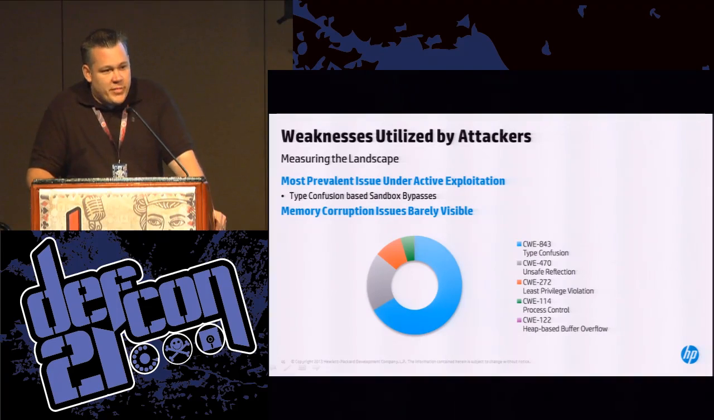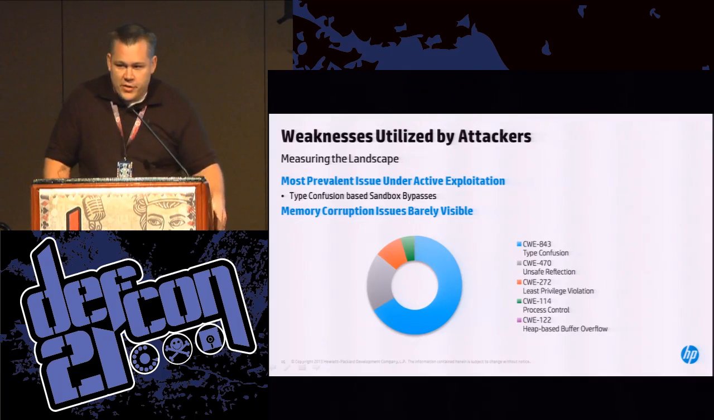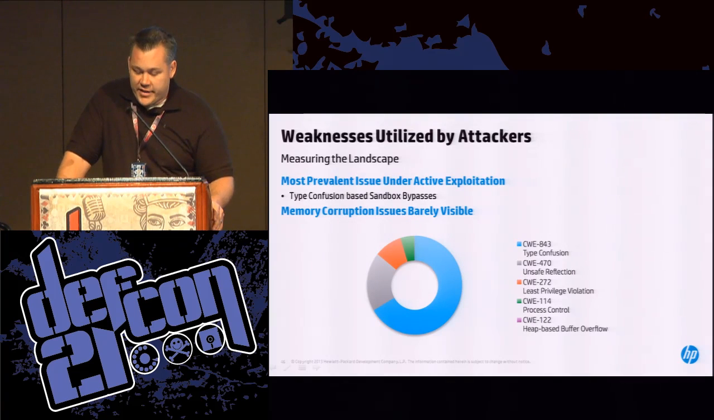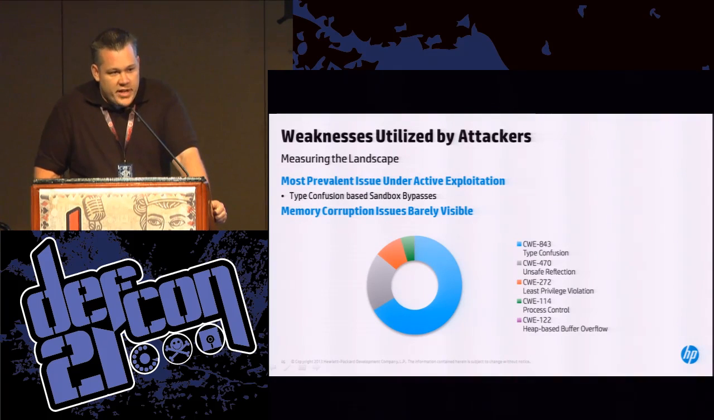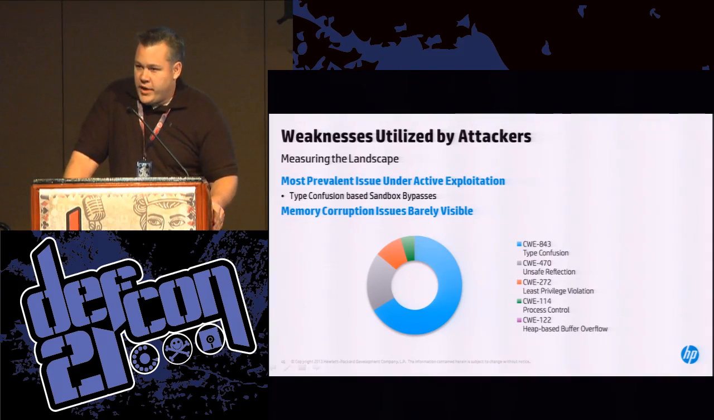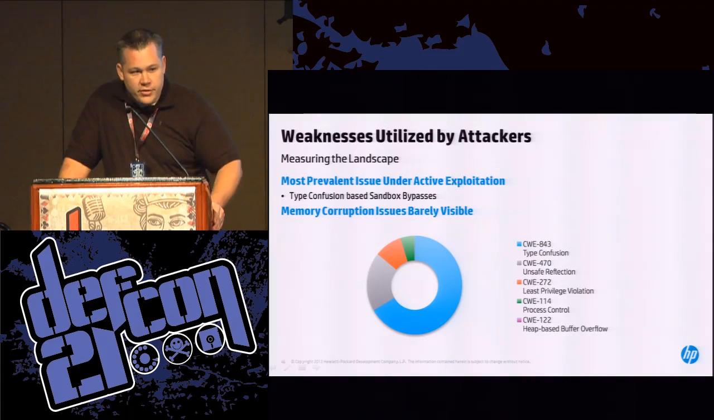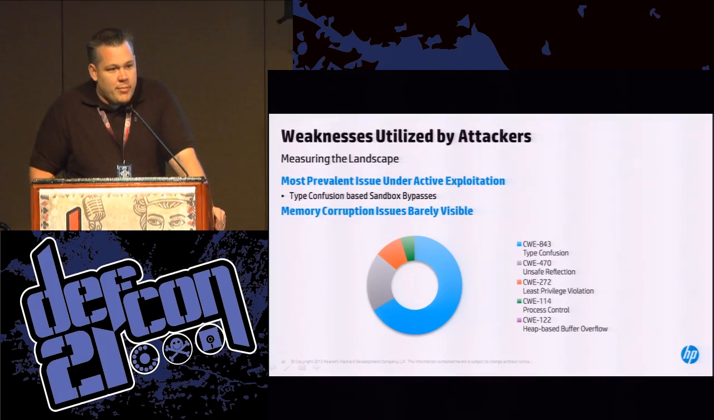So we wanted to look at what's actually being utilized compared to what's actually in the framework itself, and what we see is that type confusion is the most common bug to be utilized in the landscape, with over 2/3 of the sample set being a type confusion bug. What you see is unsafe reflection taking a quarter, followed by least privilege violation, and the 3 sandbox issues account for almost 90% of the actual activity out there on the web. Memory corruption issues do end up being exploited, but it's very rare, and in reality the sandbox issues are worth more because you don't have to bypass OS mitigations like DEP and ASLR.